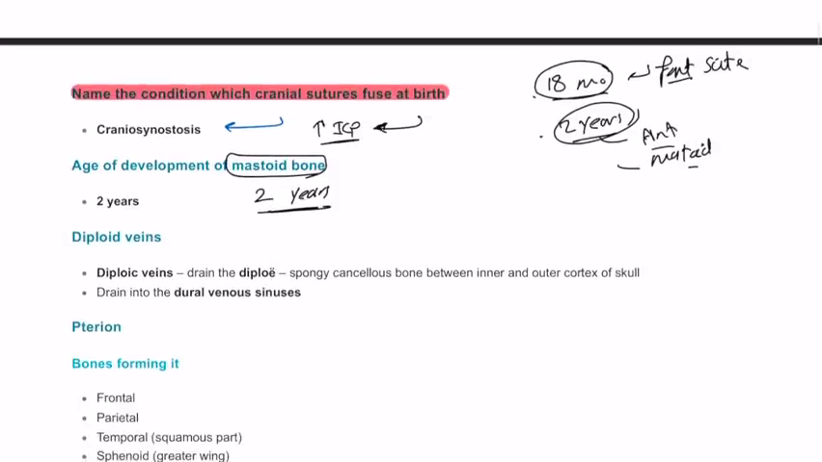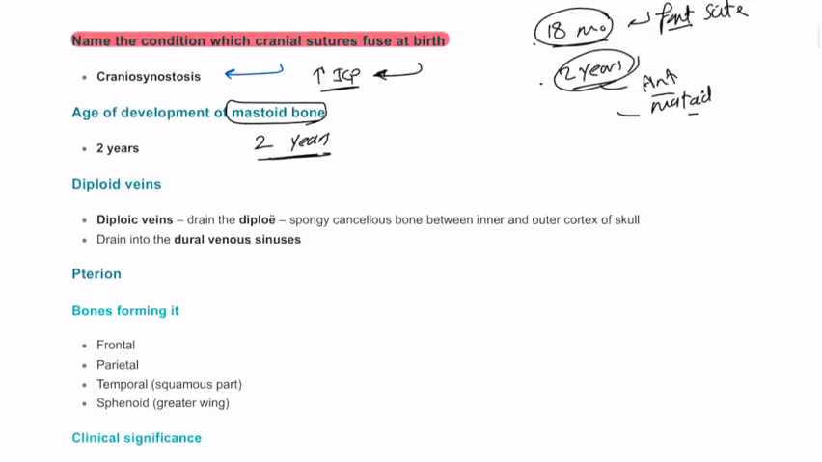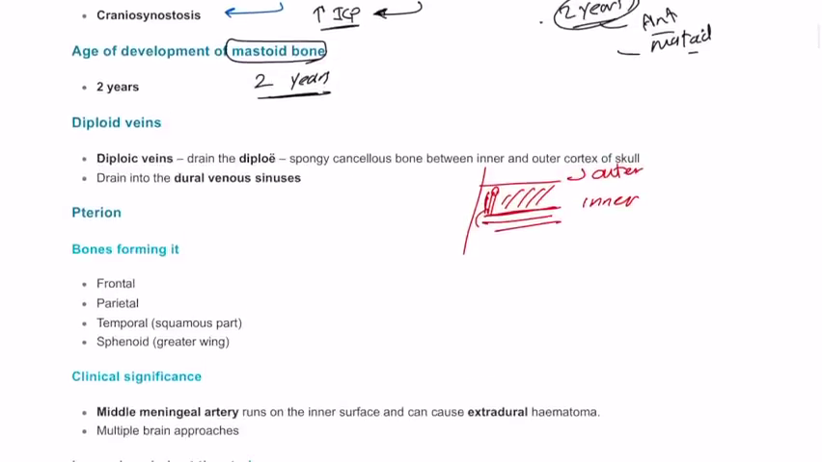So diploic veins, these are veins which drain the bone between the inner and outer cortex, or inner and outer table of the skull. If we take a section of the skull, you will find that there is an outer table and also an inner table as well. So the bone between them will have lots of diploic veins that drain into the superior sagittal sinus, which is literally just below the inner table of the skull.